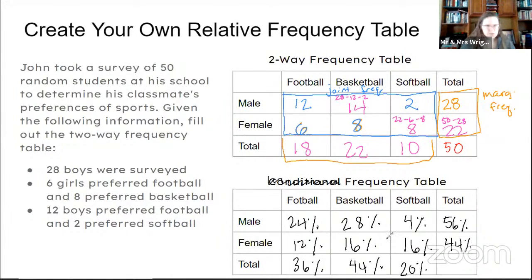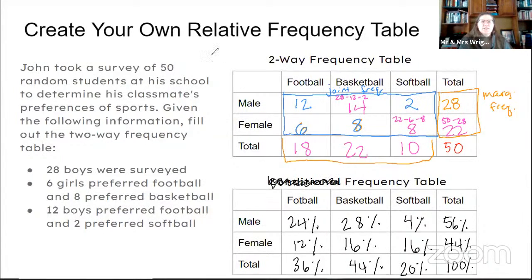I'm going to add my totals across the bottom, 36 plus 44 plus 20, and I got 100%. And I'm going to double check that by adding my subtotals in the columns. 56 plus 44 is also 100%. So we have completed our frequency table. Again, this is not a conditional. I did not mean to put that there.